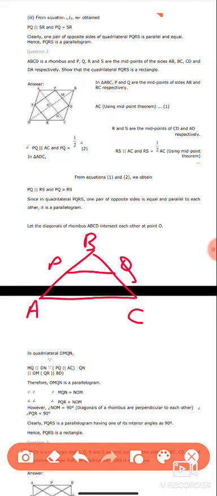According to this condition, you will get your first result, that is PQ is parallel to AC and PQ is equal to half of AC. This is your first condition.